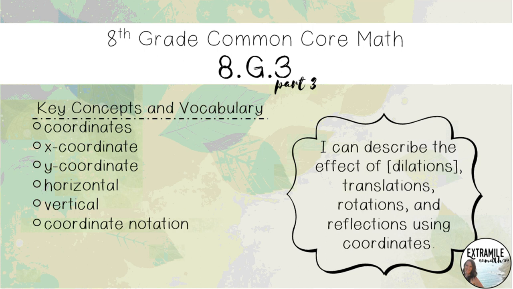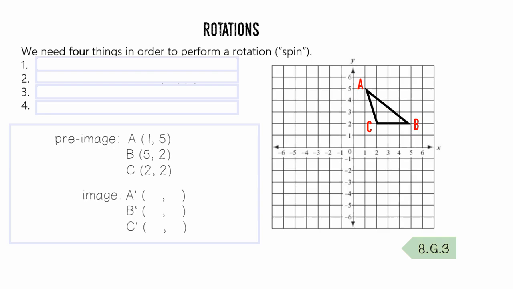This is 8th grade geometry standard number 3, part 3. Our learning target for this video is: I can describe the effect of rotations using coordinates. So we're specifically going to be looking at how our coordinates change when we do a rotation. This is the most complicated of the 3 rigid motion transformations.